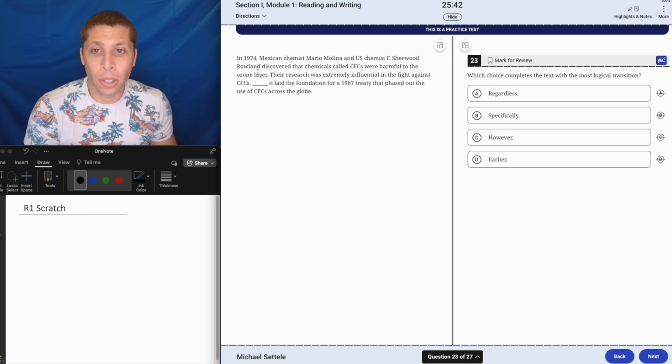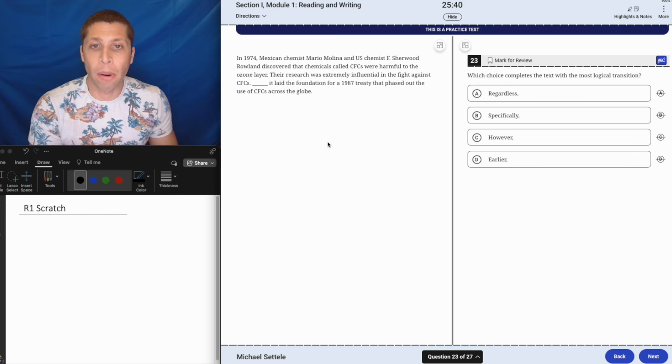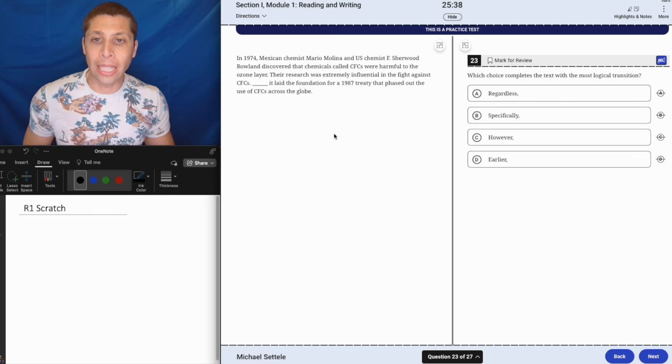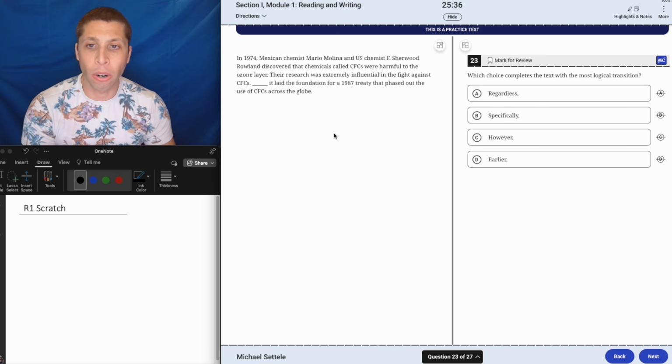Okay. So in 1974, Mexican chemist Mario Molina and U.S. chemist F. Sherwood Rowland discovered that chemicals called CFCs were harmful to the ozone layer. Their research was extremely influential in the fight against CFCs. It laid the foundation for a 1987 treaty that phased out the use of CFCs across the globe.